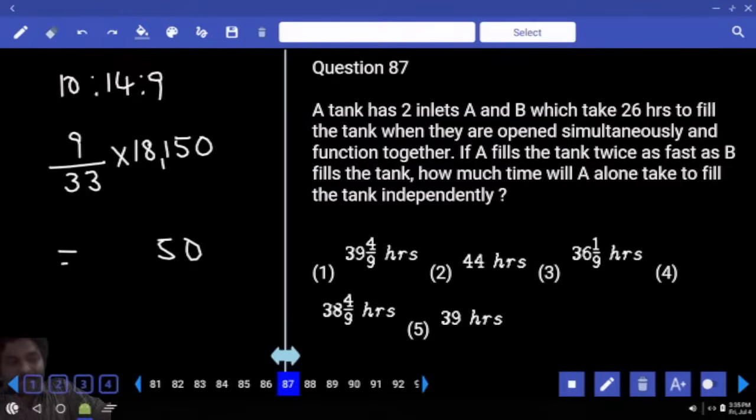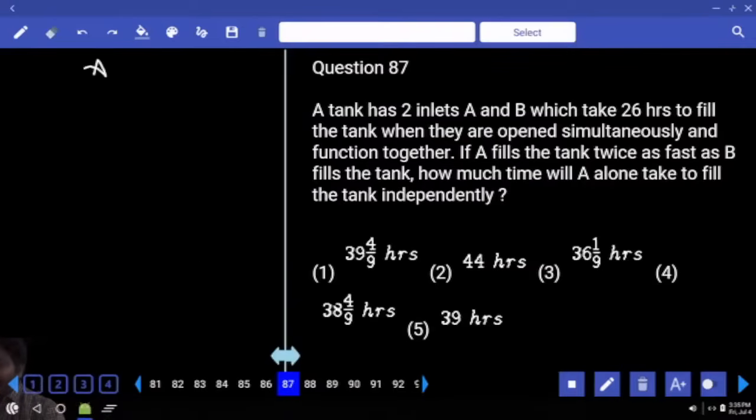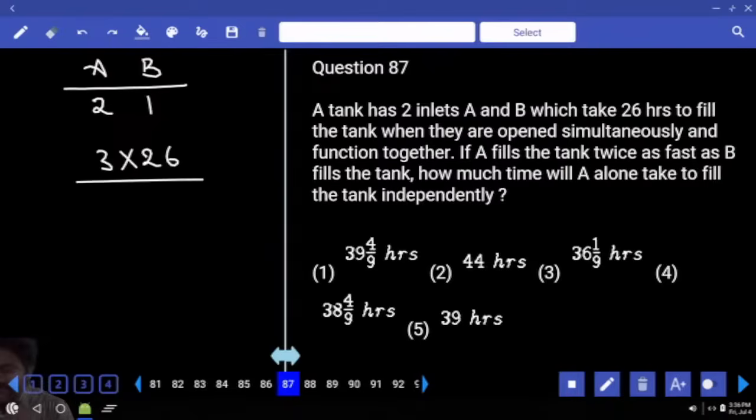A tank has 2 inlets A and B which take 26 hours to fill the tank when they are opened simultaneously and function together. If A fills the tank twice as fast as B, how much time will A alone take to fill the tank independently? A and B efficiencies are in the ratio 2:1. If both work together, they do 3 units, and efficiency multiplied by time will give you total work. This is the total work, and A does 2 units, so 13 times 3 is 39.